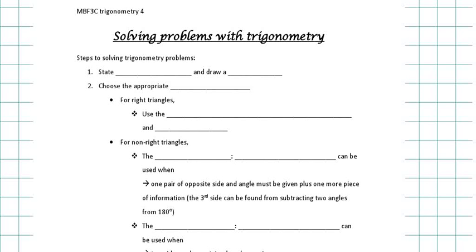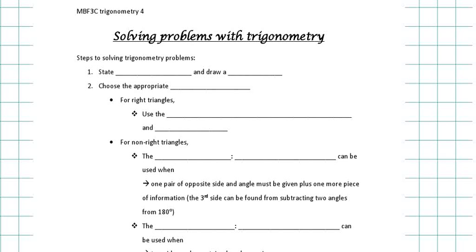So this is the last section of the trigonometry. So it's going to be putting everything together. So we learned about the right triangles. We learned how to solve right triangles using SOHCAHTOA. We also learned about the sine law and the cosine law. Okay? So today we're going to use word problems.